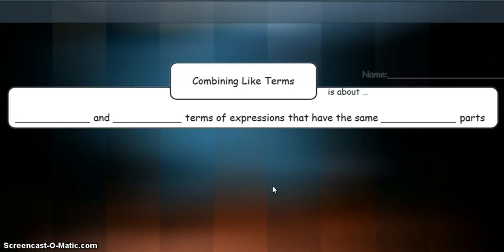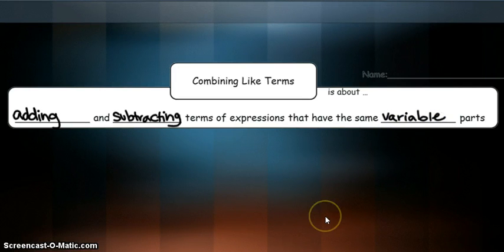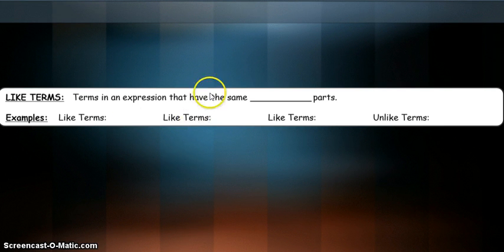Alright, your frame looks like this, and we are combining like terms today. So, combining like terms is about adding and subtracting terms of expressions that have the same variable parts. Okay, let's talk about that a little bit more, what like terms are. Like terms are terms in an expression that have the same variable parts.